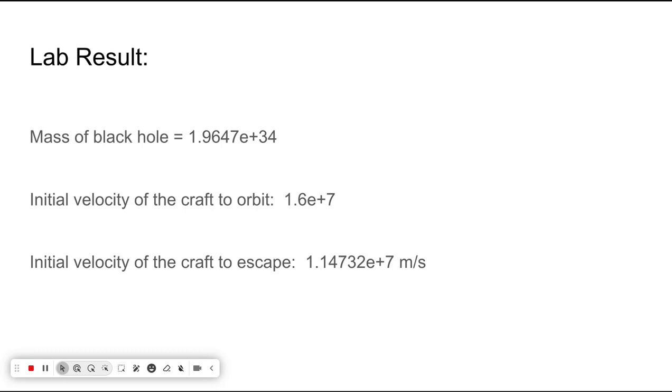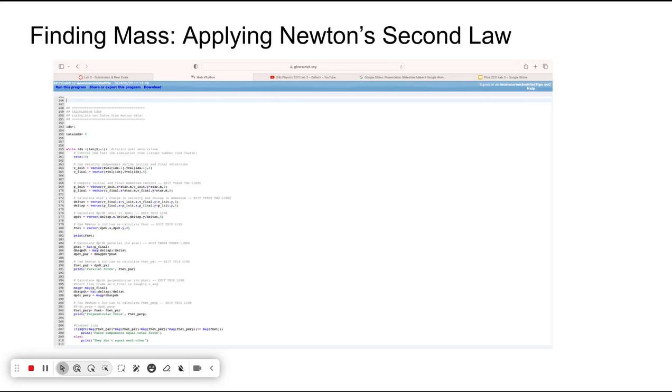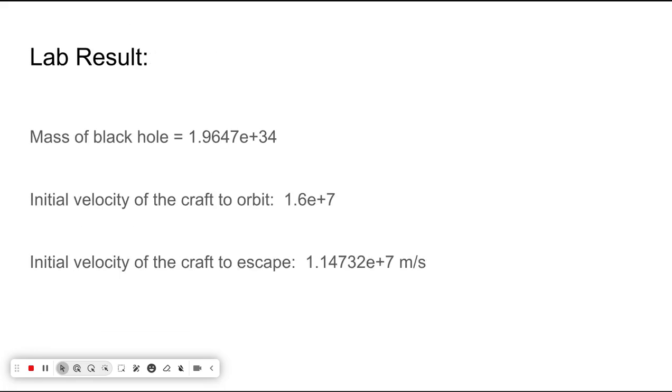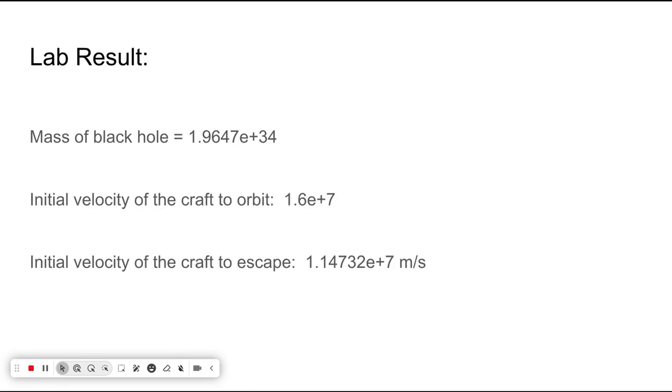Those are what I got. Take a second to read them. Here are the initial conditions. So yeah, that's what it is. Here's the code I had for finding the mass, and with this code I found that result. And then here's part 2, the code for finding the velocity. Again, I found those results with it.